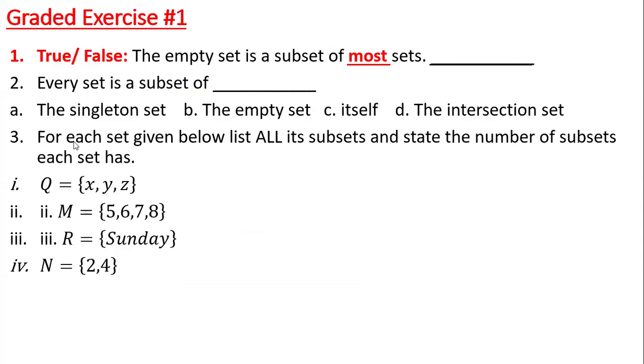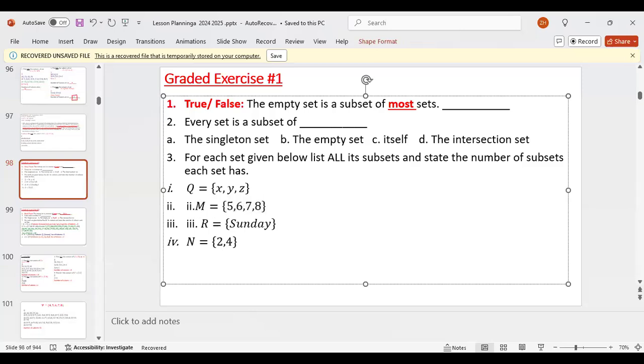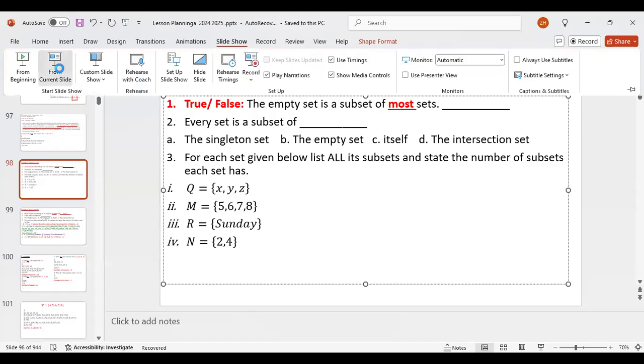For number 3, you're gonna write all of the subsets, and you're gonna state how many subsets it has. All right, two things for number 3. You're gonna list all the subsets, and you're also gonna tell me how many subsets it has. Please do that. Write down the question as well as the answers. Don't do it in the chat. Do it actually inside of your book. Make sure to do that for me.